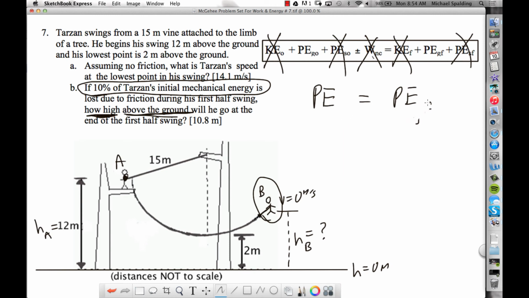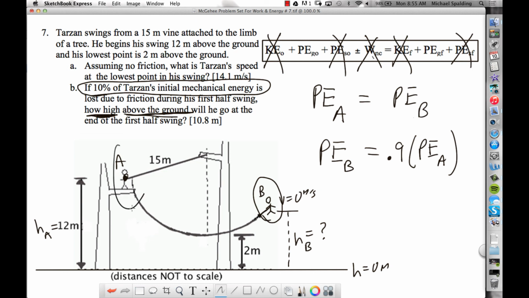Here's how you'd want to set this up. I think this is the easiest way. Is this true right now? Potential at A equals potential at B? Is that true? Because he lost mechanical energy. So what's going to be true is this: the potential energy at B is going to be equal to 90% of the potential energy that he had at A. I think that's the easiest way to look at it. He keeps 90% of his mechanical energy. What type of energy did he start with over here? Potential. What does he end with over here? Potential. Are those going to be equal? No, because the problem tells us he lost 10%. If he lost 10%, he keeps 90.